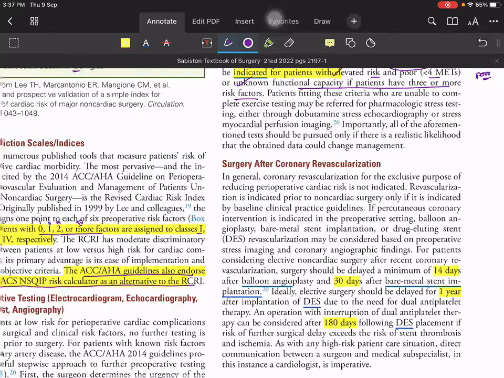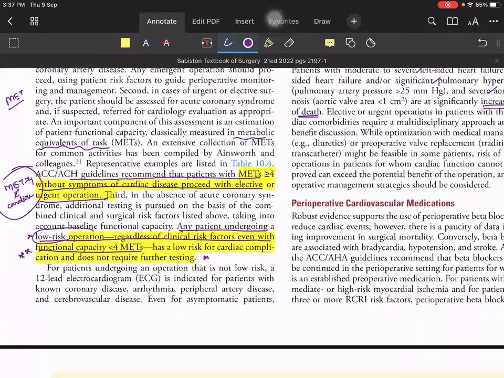Here you see the patient having a low risk operation. Low risk operation, they didn't consider the MET also. MET is not a considerable factor, so they are not going for any testing.